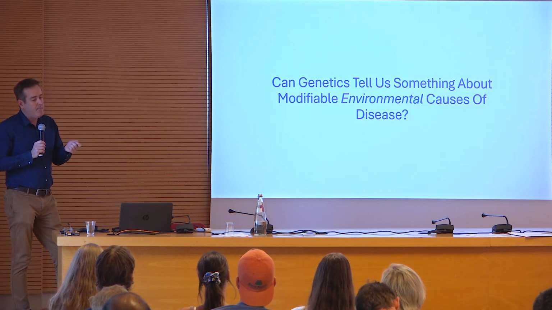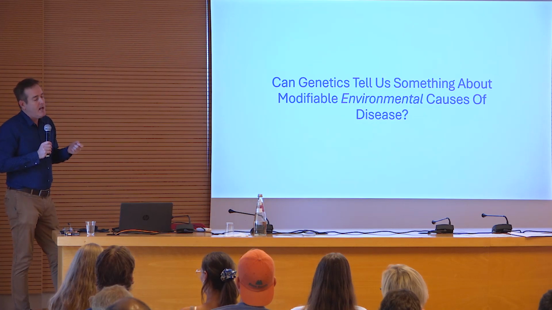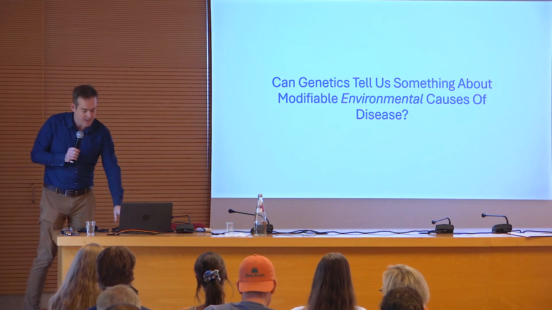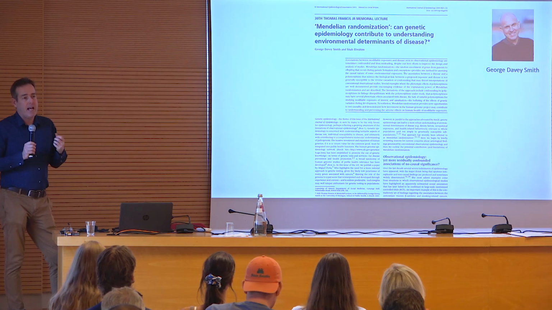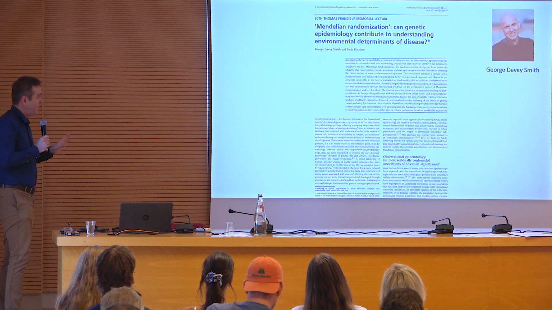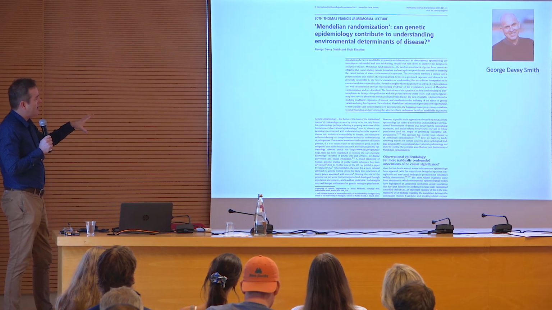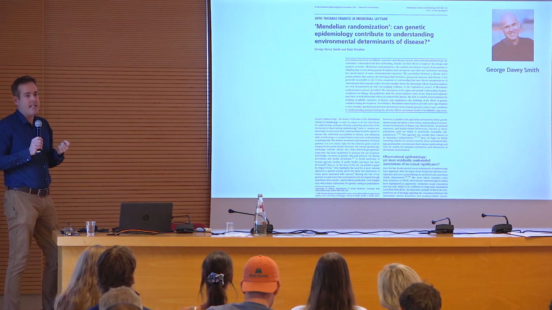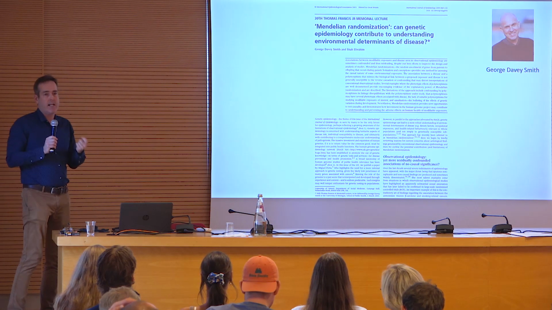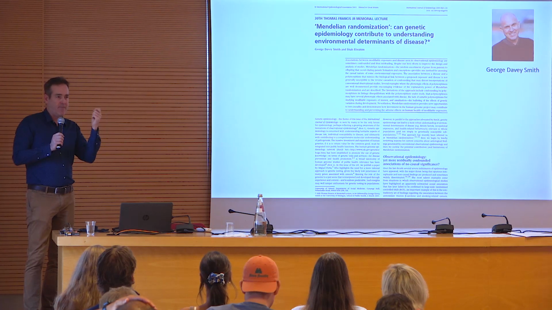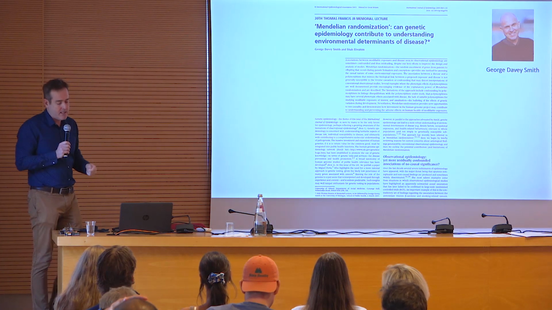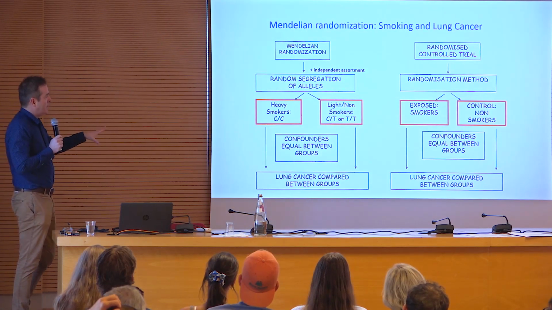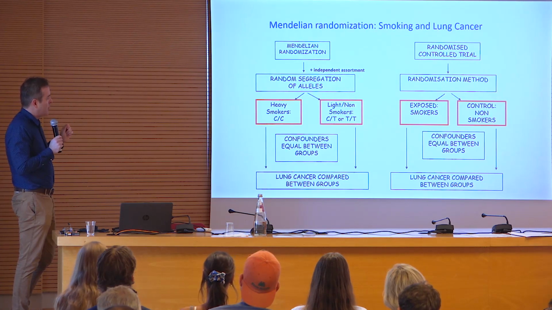Okay, let me move on to something that Helen was talking about this morning, and that's this idea: can genetics tell us something about modifiable environmental causes of disease? As you've seen, the answer to that question, I think, is yes. This is a paper from 2003 led by George Davey-Smith and Shah Ibrahim, which formalized this idea of Mendelian randomization. It has really taken off now that genome-wide association studies have found variants that we can use to proxy environmental exposures of interest. Helen talked a little bit about this, and I'll also quickly go through this slide.